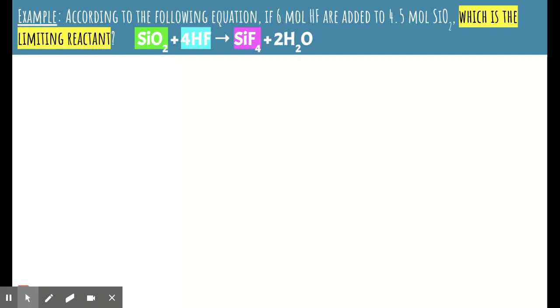And you're going to have to do that for all of the reactants involved. So you're going to pick a product to compare everything to. It does not matter which one you choose. So if you want to do the first one or the second one, doesn't matter.